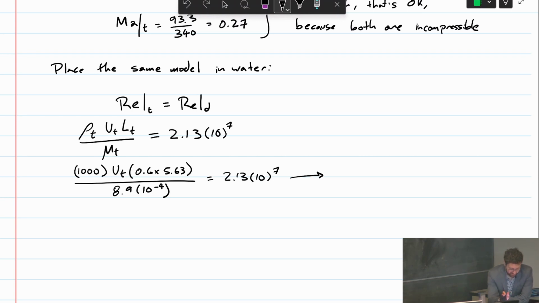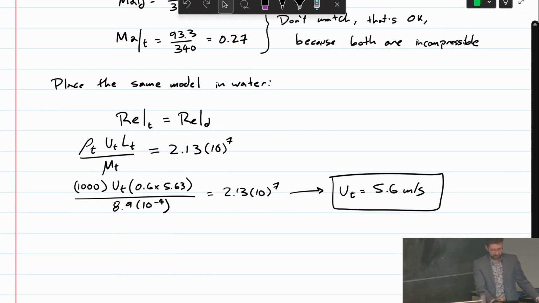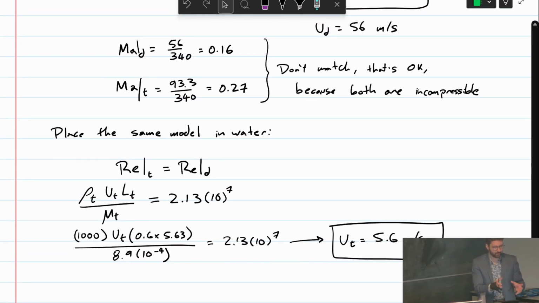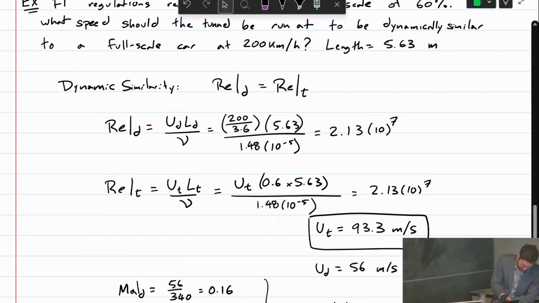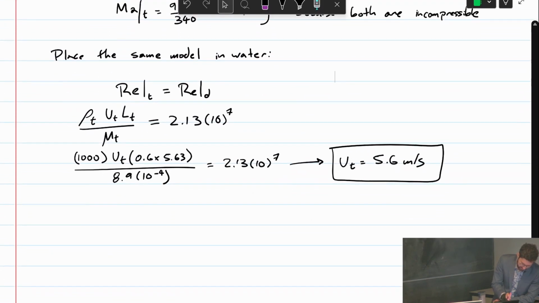If we were to put the same model in water, to get a dynamically similar condition, we would have to run the water at 5.6 meters per second. Because the density of water is so much higher than the density of air, we don't have to run it as fast to match the Reynolds number. So the core of all of this is matching the Reynolds number between your design and test scale. I started every part of the analysis by matching those, and then the rest is just the math.